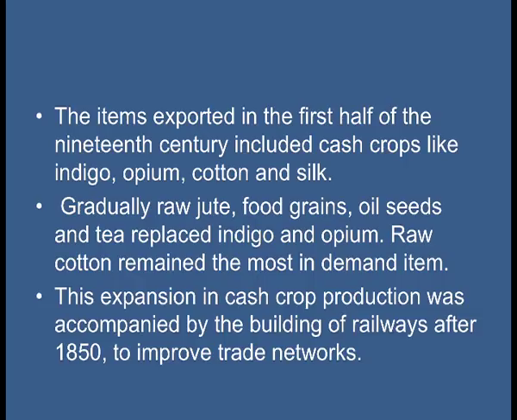Gradually, raw jute, food grains, oil seeds, and tea replaced indigo and opium. Raw cotton remained the most in-demand item. The expansion in cash crop production was accompanied by the building of railways after 1850 to improve trade networks.